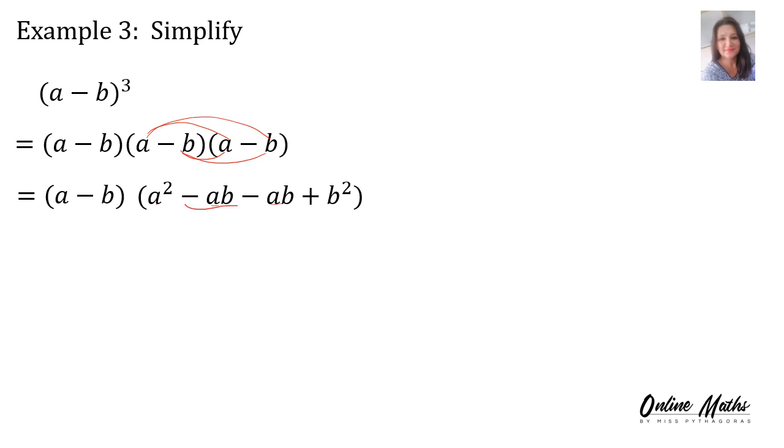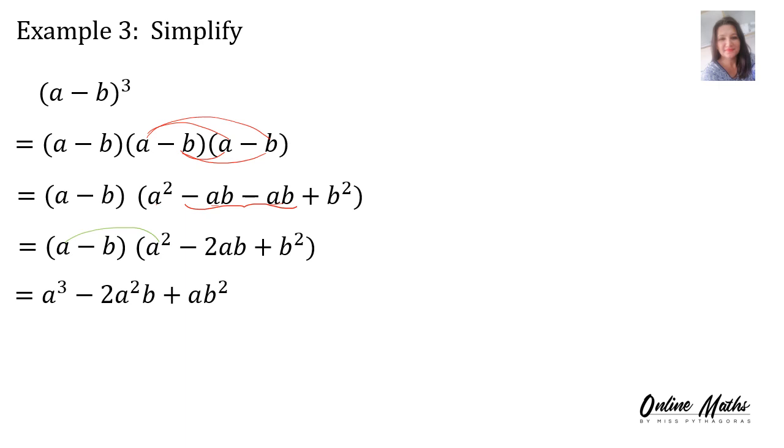And then we add our like terms. So we still wait with a minus b. And when we add our like terms, a squared writes with a negative ab is minus 2ab plus b squared. And then in the next step, now we're going to say a times a squared is a to the 3. a times negative 2ab is negative 2a squared b. And a times b squared is ab squared.